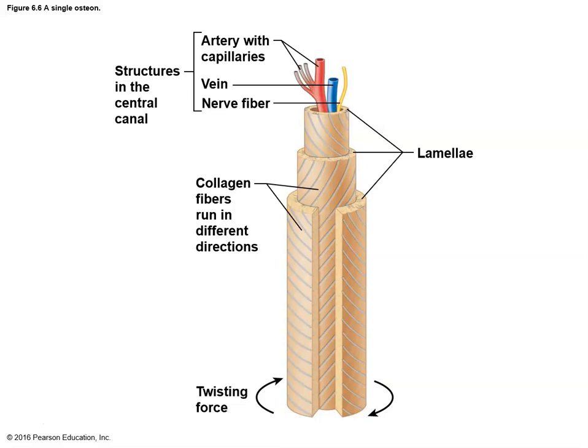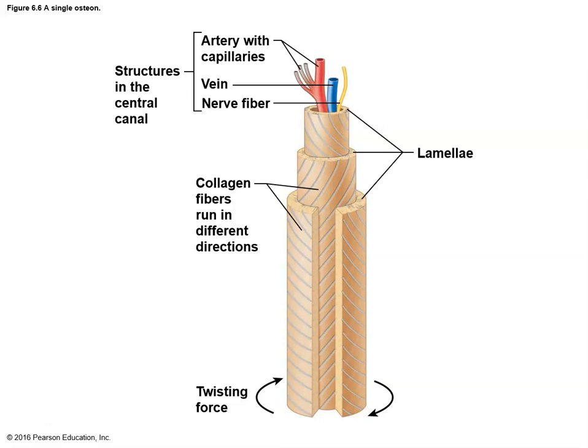Through the middle of each osteon, we see here some blood vessels and nerves. So if a bone is damaged, it will bleed, as all damaged tissues will do. If a bone is damaged, it will hurt because you've affected nerve fibers there as well. And this is where our good blood supply comes from.